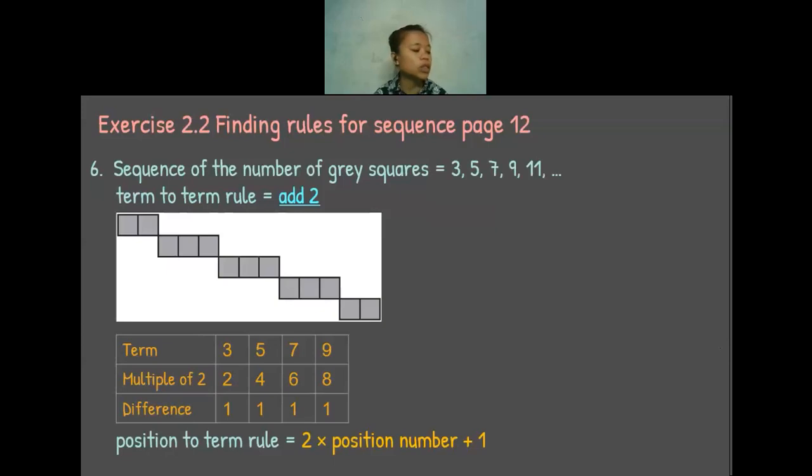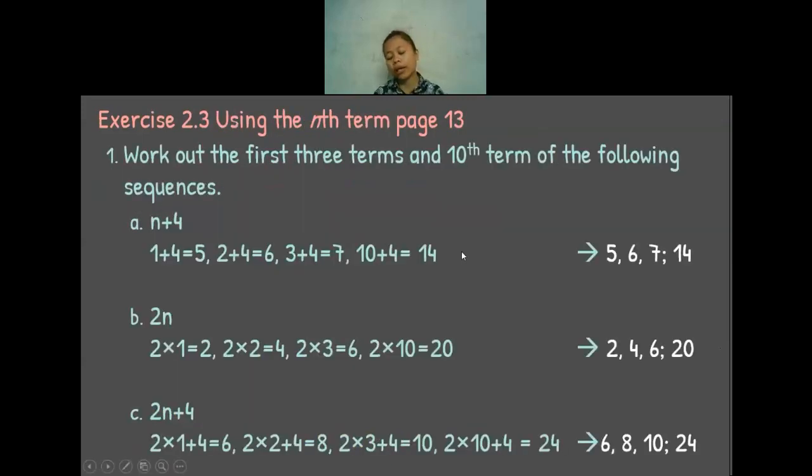Okay, if you have no question, I will move to the next exercise in your practice book, page 13, Exercise 2.3 about using the nth term. Using the nth term is similar to using the position-to-term rule. If using the position-to-term rule, we replace the position number with whatever term we are going to find. Here it's the same thing. We are going to replace the letter n with whatever term we are going to find.